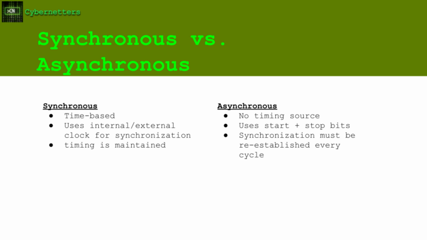So you might wonder, what does asynchronous use for synchronization? Well, it uses start and stop bits. The start bit signals the beginning of the data, and the stop bit signals the end of the data. It could have 1, 1.5, or 2 stop bits. As I mentioned before, stop bits indicate the end of the data, so it allows the receiver to properly process the received byte before the next one arrives. And synchronization must be reestablished every cycle.